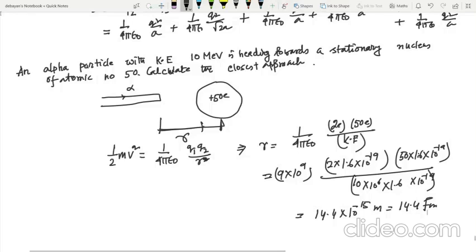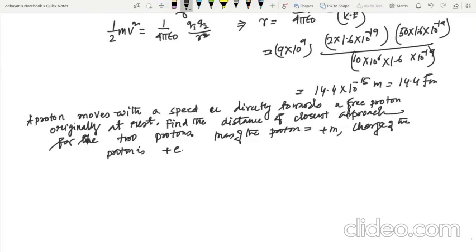So Gaurav, can you tell me, a proton moves with a speed u directly towards a free proton originally at rest, find the distance of closest approach for the two protons.